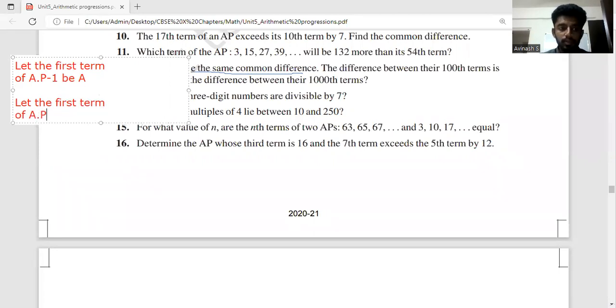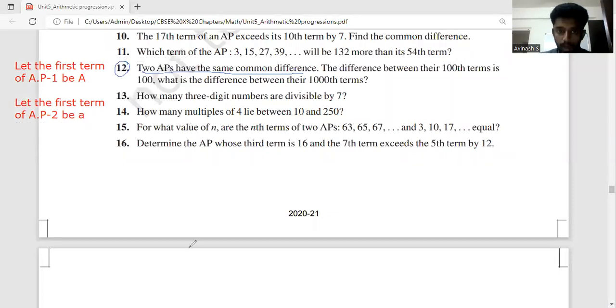That is of AP2, be small a, just to show the distinction. For example, in the example which I gave you now, when I told 1, 3, 5, 7, this is capital A. And when I told you 2, 4, 6, 8, this is small a, just to differentiate that the two APs are different. The common difference is the same, but the APs will be of different first terms and all that.